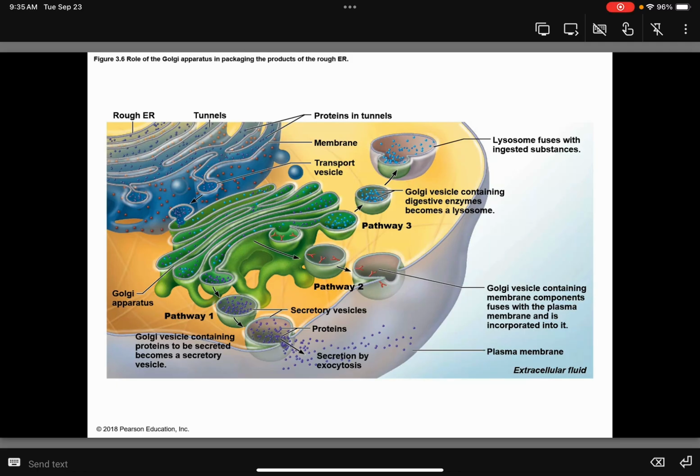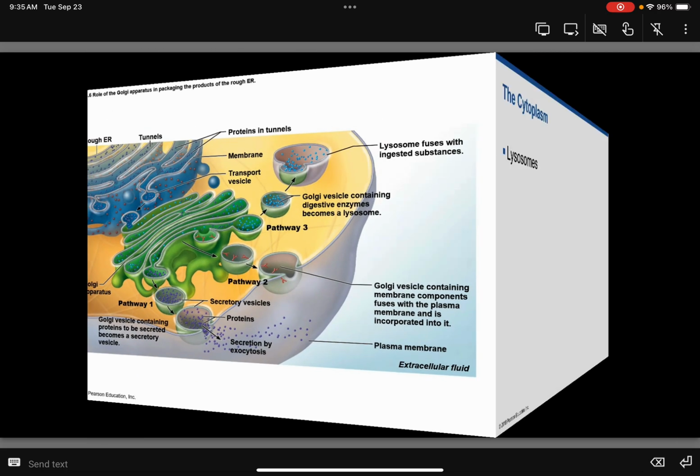But so pathway 1, excreting those, and this says proteins, but it could be a number of different things. Pathway 2 showing how it is transporting different things into or out of the cell. And here are our lysosomes that can help to break down different substances.